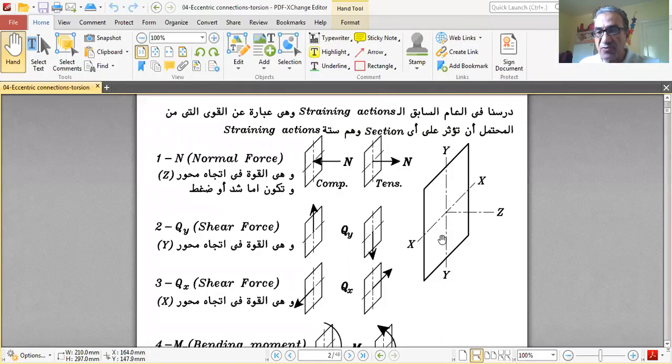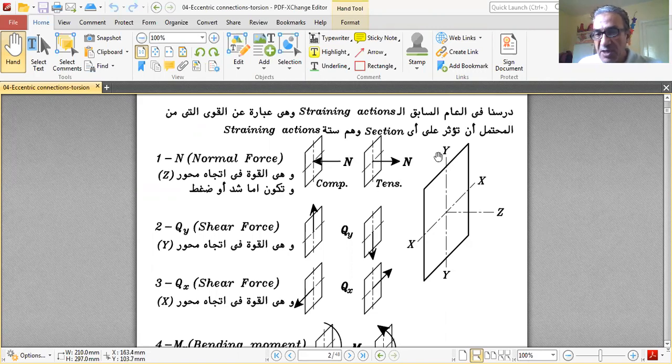So the straining actions, let's say that this is a section of a beam element or an arch element. The section is rectangular in this case. X-X is the x-axis, and Y-Y is the y-axis, and the z-axis is outside the page, perpendicular to the section. So what are the straining actions acting, or possibly acting, in the section? There are 6 of them.